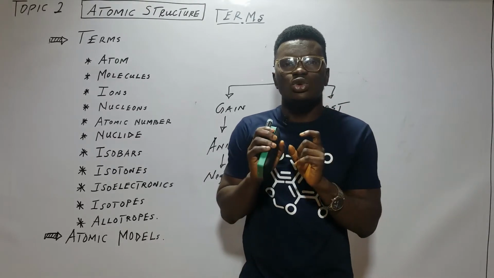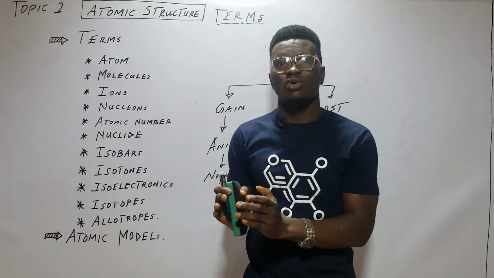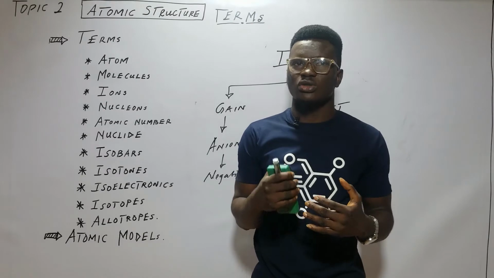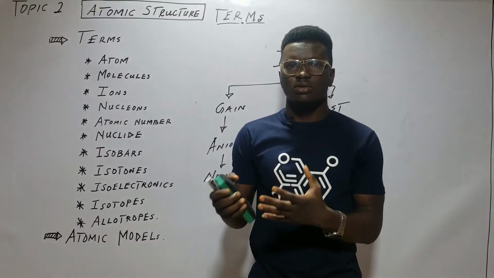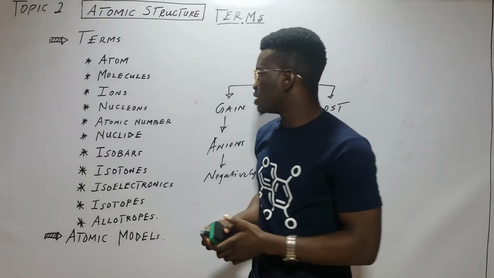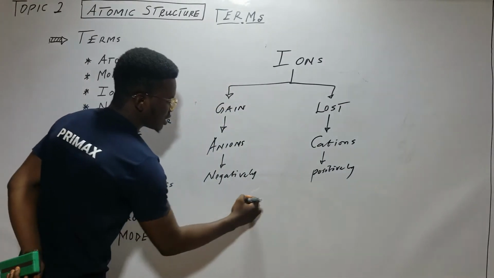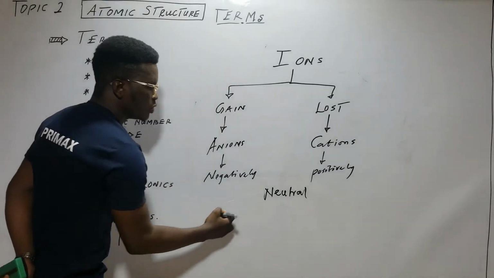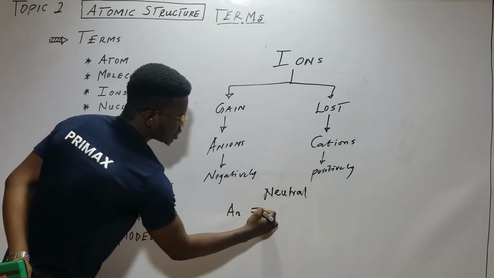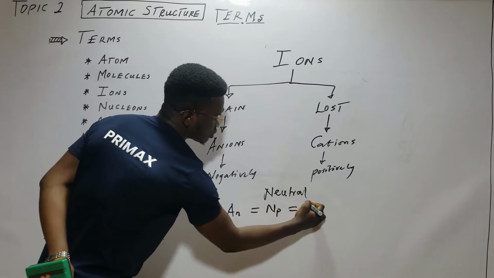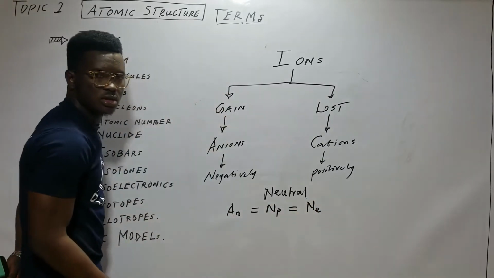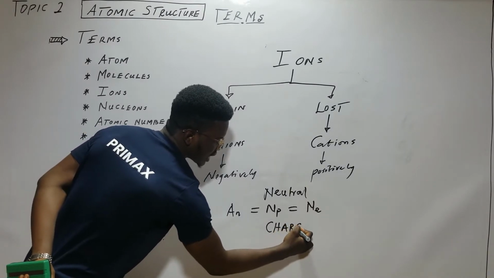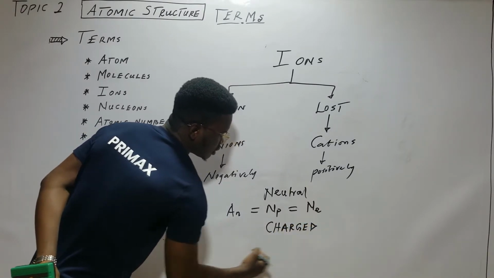But when it is in neutral state, the atomic number will be equal to the number of protons and will be equal to the number of electrons. Please note this, because many students used to make mistake when they are talking about this. So let's look at example. When you have a neutral atom, we have atomic number to be equal to the number of protons, which will be equal to the number of electrons. But when you have a charged atom, when I say charged, I meant the ions.